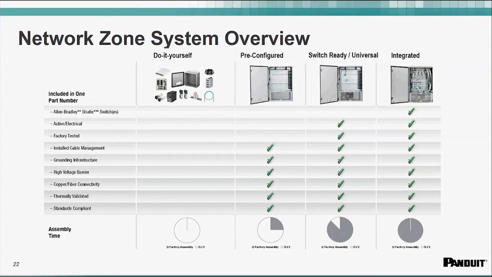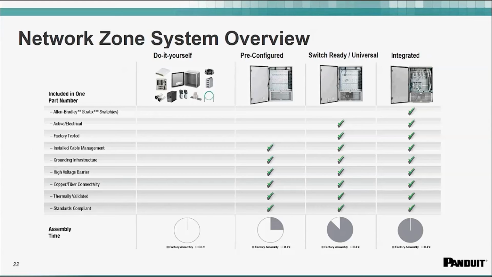This table compares the deployment possibilities of the industrial Ethernet switch, starting with a do-it-yourself up to a fully integrated solution with a static switch. The check marks note what comes with each of the possibilities. The circles on the bottom show the time one would spend deploying, where the white portion is what you spend, and the gray portion is covered by factory assembly. So the do-it-yourself to the left spends all their time deploying, where the integrated on the right shows very little time spent by you to deploy.